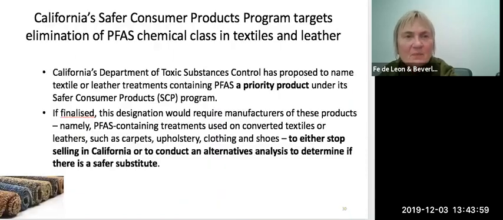Next, please. So what they've done is target the elimination of the entire class of PFAS in textiles and leather. This would require manufacturers of PFAS-containing treatments used on textiles or leathers, such as carpets, upholstery, clothing, and shoes, to either stop selling in California or conduct an alternatives analysis to determine if there is a safer substitute.